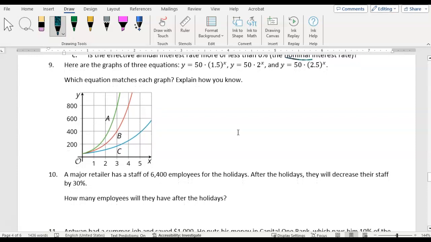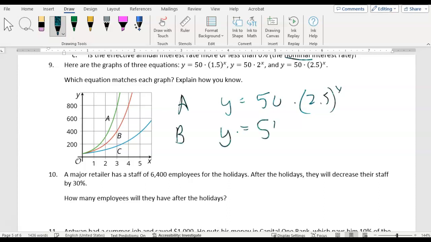All right. Number 9 is a bit of review. It says which equation matches which graph. So we're looking at increasing graphs, right? These are growth factors. And so we're looking for this highest one would be y equals 50 times 2.5 to the power of x, because that's our greatest factor. Our middle one then would be in between there, y equals 50 times 2 to the power of x. And C, then our lowest graph that's increasing the slowest, would be 50 times 1.5 to the power of x.